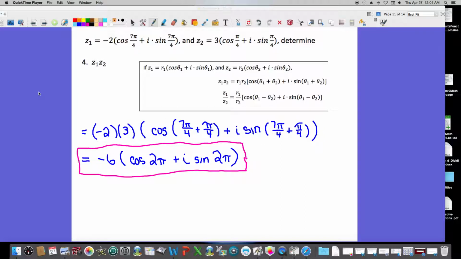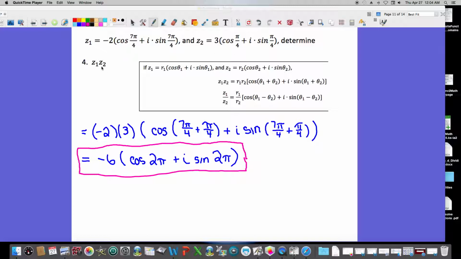Let's take a look at problems 4, 5, and 6 on this video. They give us the same two complex numbers, z1 and z2, and they ask us to multiply them and to divide them and then to do the division in the other order. So it's very similar to problems 1, 2, and 3. We're going to use the same formula. We're given the complex numbers in polar form.